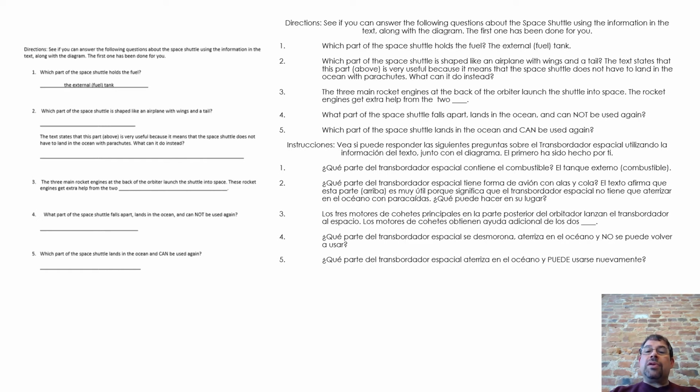3. The three main rocket engines at the back of the orbiter launch the shuttle into space. The rocket engines get extra help from the two blank. 4. Which part of the space shuttle falls apart, lands in the ocean, and cannot be used again? 5. Which part of the space shuttle lands in the ocean and can be used again?